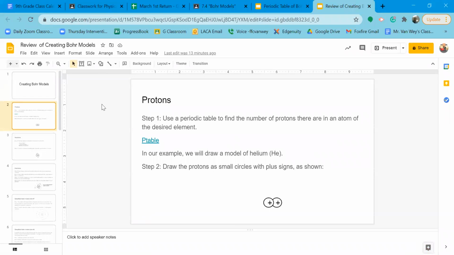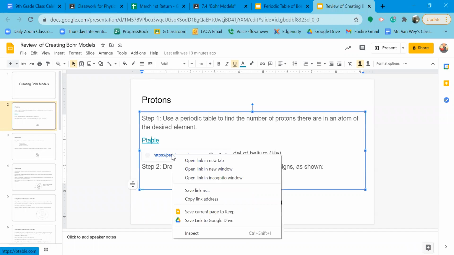So first things first, step one is to use a periodic table to find the number of protons there are in an atom of the desired element. In our example, we're going to draw a model of helium. Go ahead and open the periodic table here.